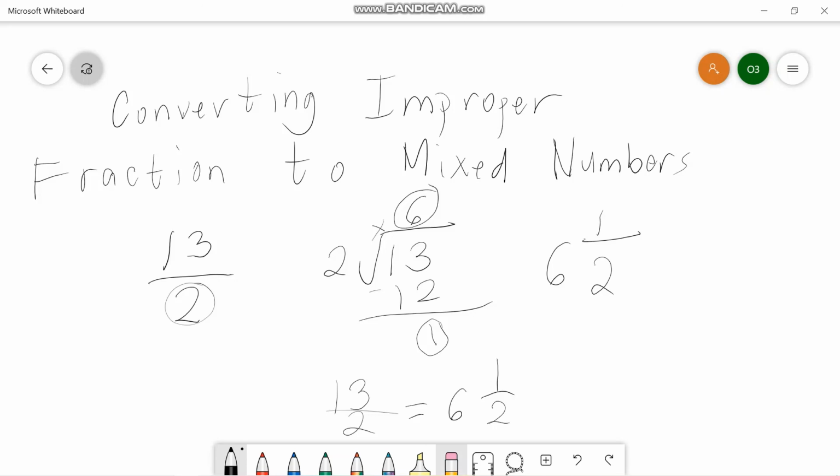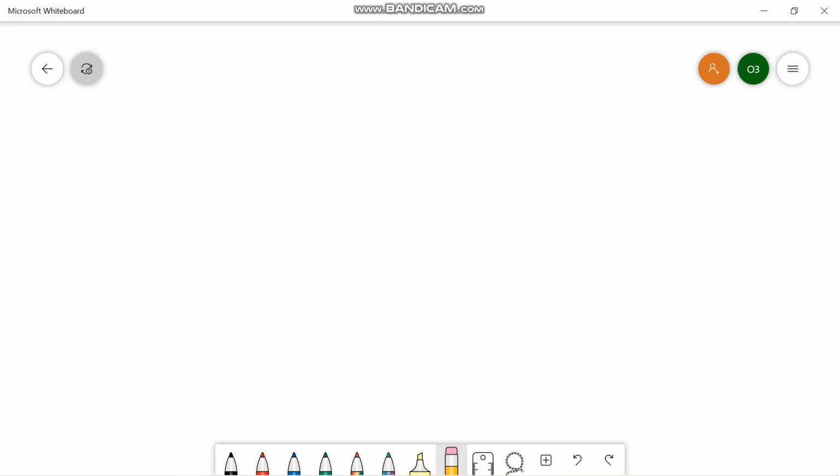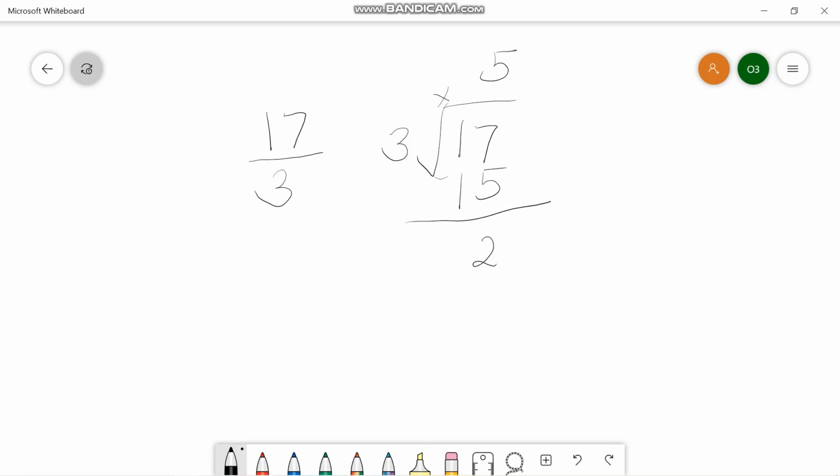Let me give you another example. Let's say I have 17 over 3. 17 thirds or 17 over 3 means 17 divided by 3. How many groups of 3 are there in 17? We know that there is 5, because 3 times 5 is 15. 17 minus 15 is 2.